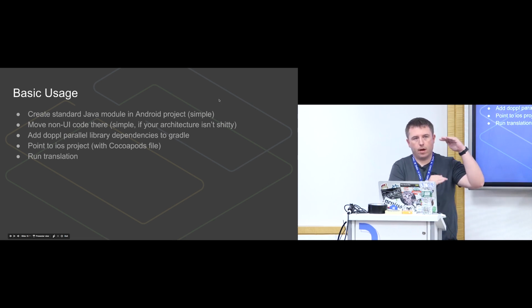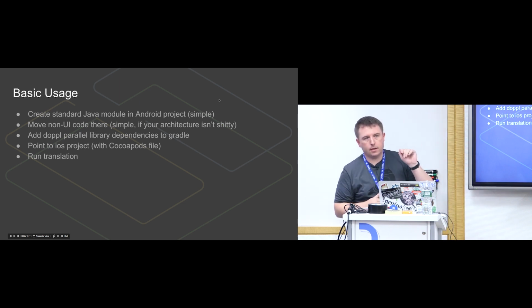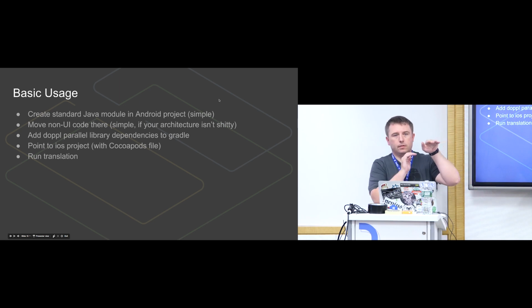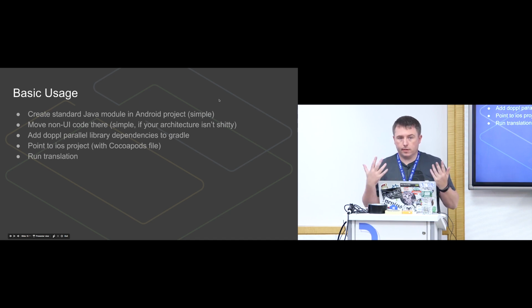So instead of having one module, you take your non-UI code, move it into a standard Java module, and then you add Doppl parallel libraries as dependencies in Gradle. So if you have Retrofit in your project for Java, there's a Retrofit Doppl library that is a tested and verified version of Retrofit that runs in Objective-C. And if there's anything about this, the two real things to take away are tools to make it easier, and libraries that you would use in your normal projects. Those are the two things that this really is about.